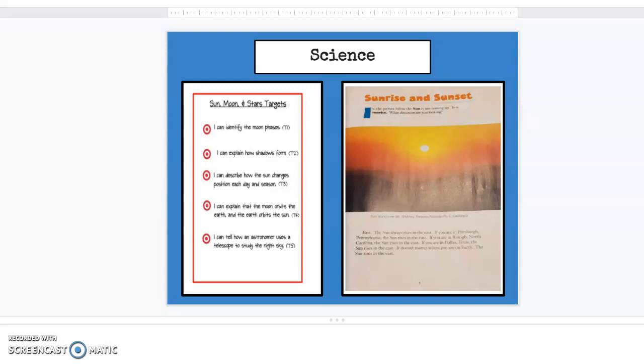In your science book, the first section is called Sunrise and Sunset. In the picture below, the sun is just coming up. It is sunrise. What direction are you looking? East. The sun always rises in the east. If you are in Pittsburgh, Pennsylvania, the sun rises in the east. If you are in Dallas, Texas, the sun rises in the east. It doesn't matter where you are on Earth, the sun rises in the east.